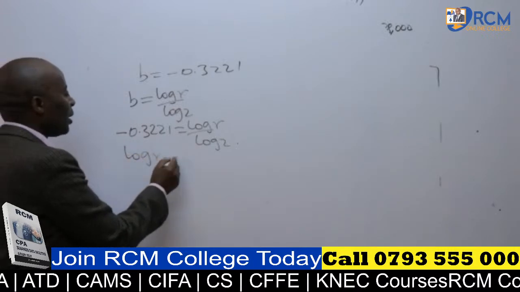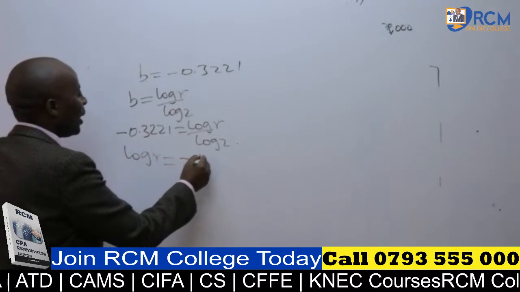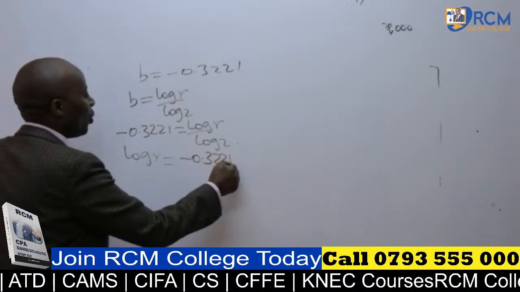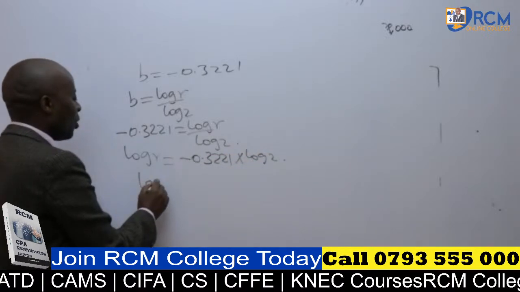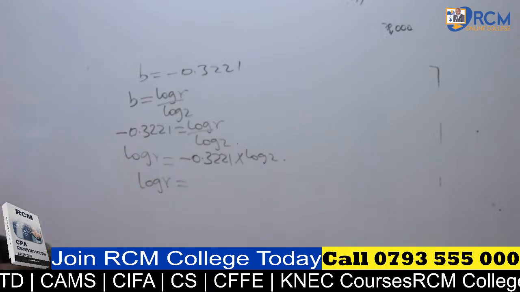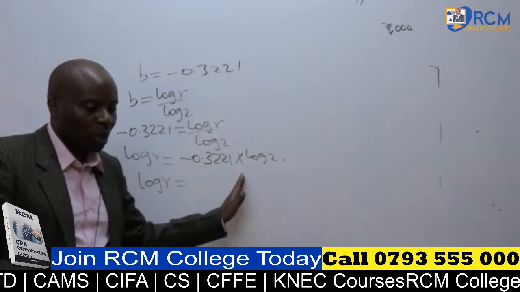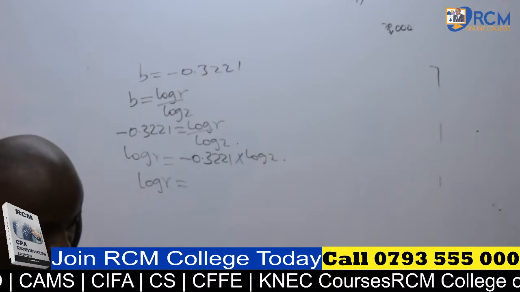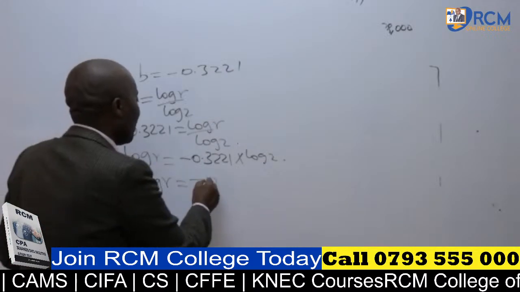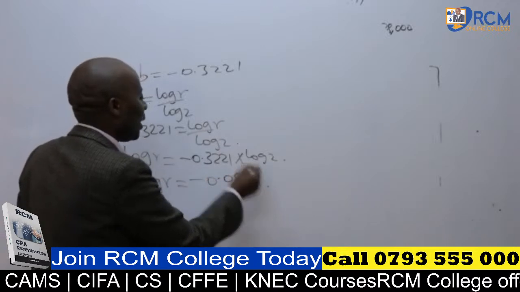So the log R here will be equal to minus 0.3221 times log of 2. Therefore, log R will be equal to what? Will you kindly multiply this for me? Kindly take this times log 2. Give me an answer. Somebody is giving me minus 0.0969.